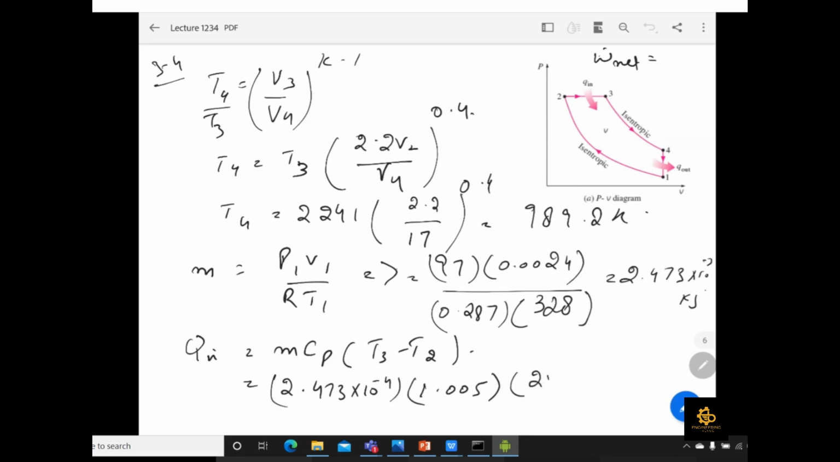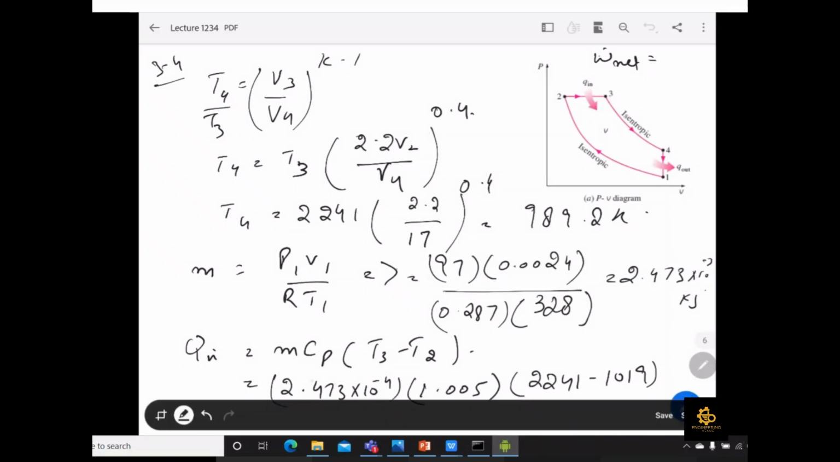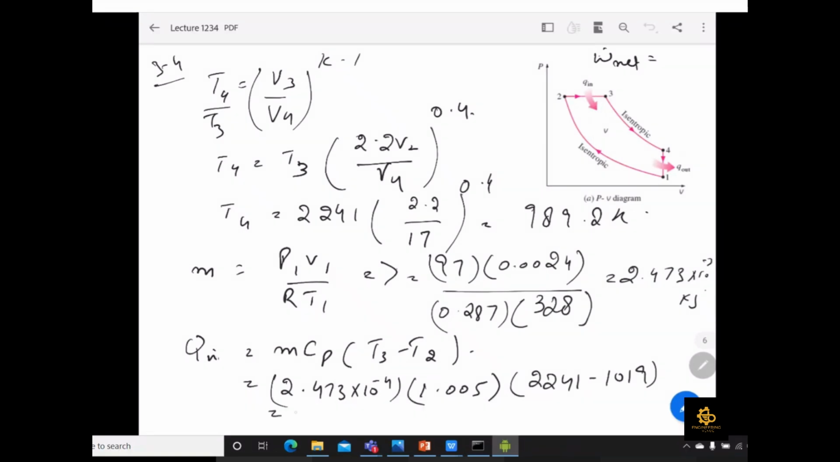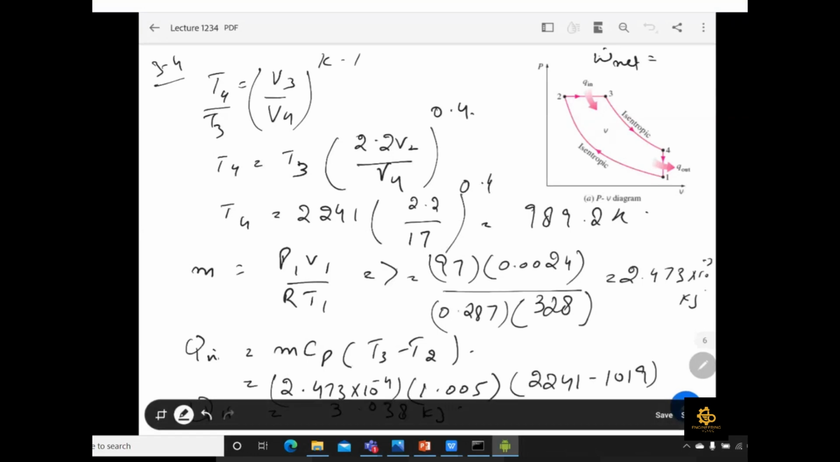And T3 value is 2241 minus 1019 Kelvin. Okay, if you just solve it, you will get the value of Q in as 3.038 kilojoule. So this is your Q in value, you can note it down, then I'll move towards the next.